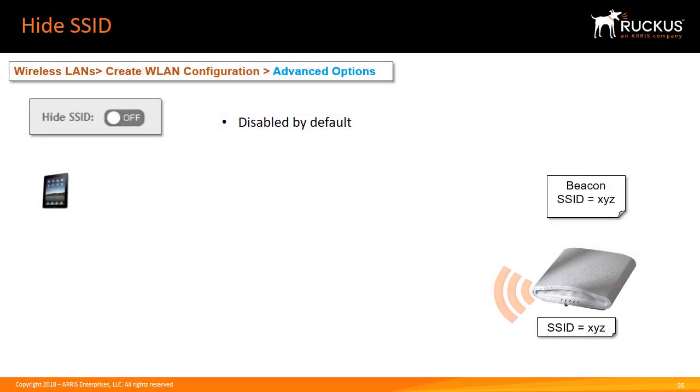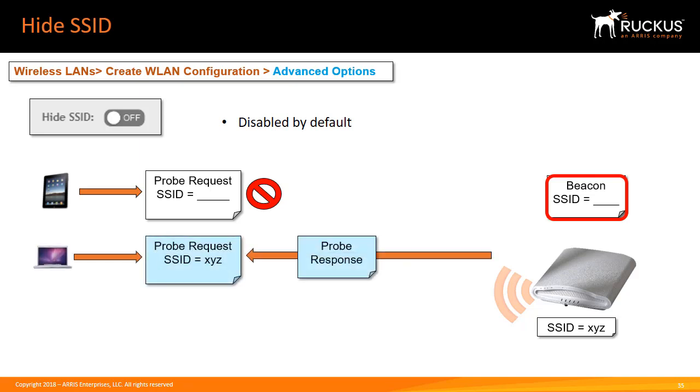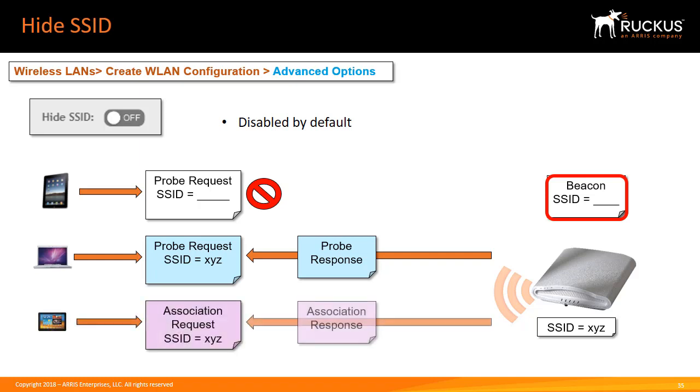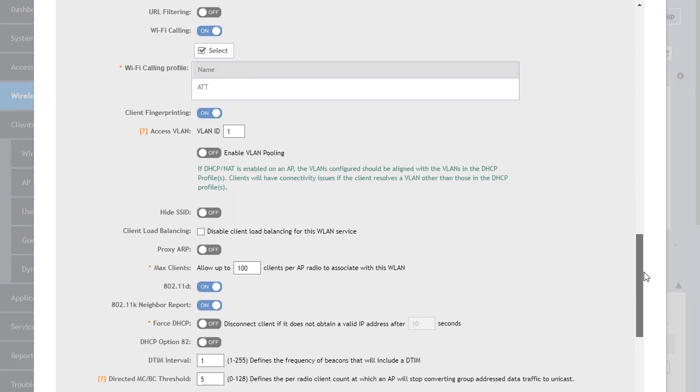Now, hiding the SSID removes the SSID from the beacons. Access points that receive the null probe request from the clients will ignore the requests. However, if a client sends a probe request with the SSID specified, the access point will respond. The association request frame itself contains the SSID, so you can see that finding the hidden SSID is not too difficult. You can see our next option is client load balancing.